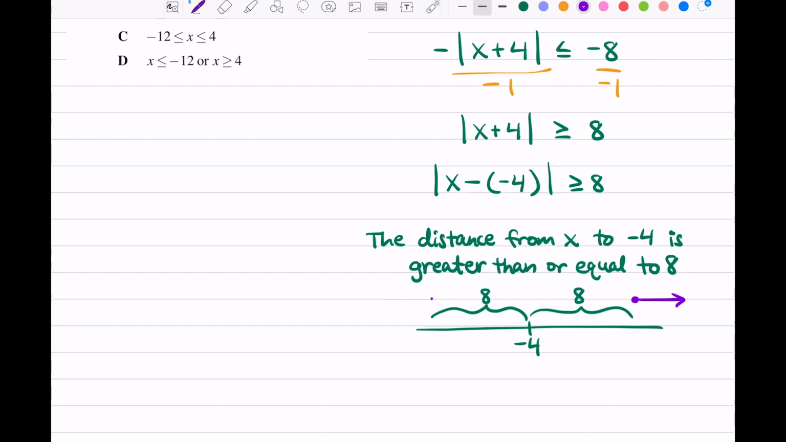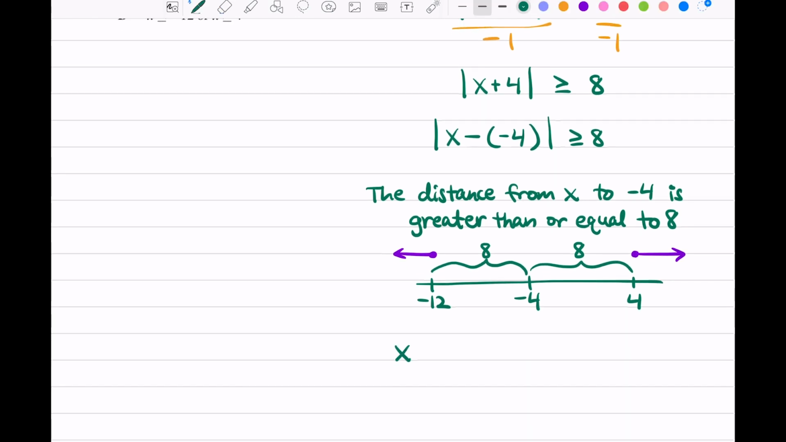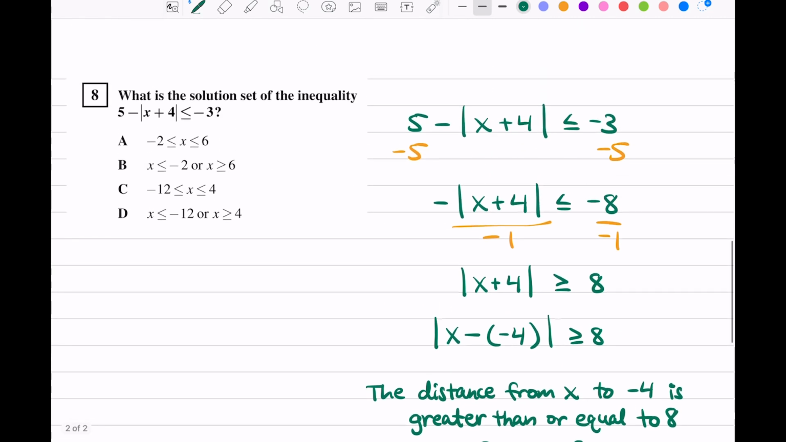And we see the same idea on the other side. 8 steps away on the left side would get us to negative 12. 8 steps away on the right side would get us to 4. So we can say x can be less than or equal to negative 12, or x can be greater than or equal to 4. Let's take a look at our answer choices, and that would be D.